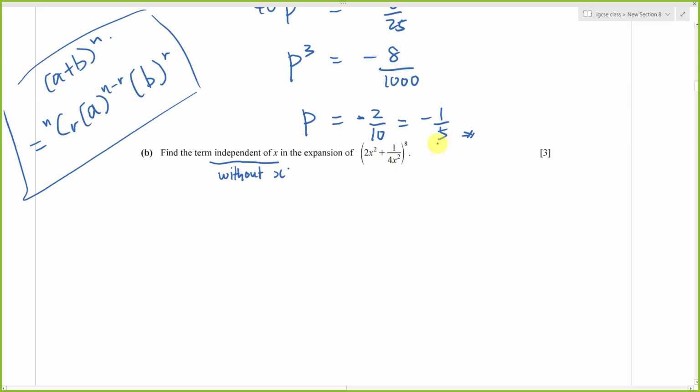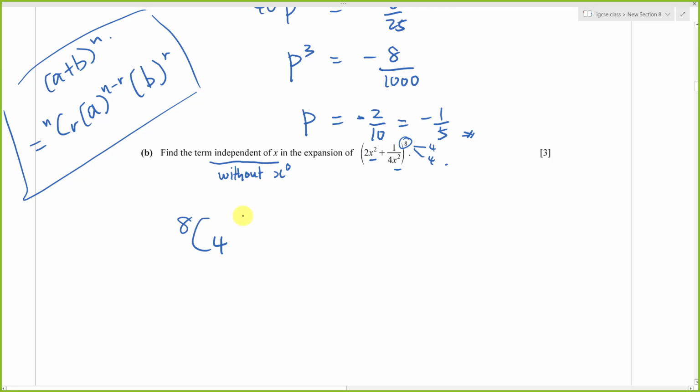But this question is so much easier if you check the x power here. Both of the x actually have to have the same power. The first one, a here, is x power of 2, but the b here is actually x power of negative 2. So in order to get without x, meaning x power of 0, I need to divide the 8 into 4 and 4, so basically I just need to do 8c4.